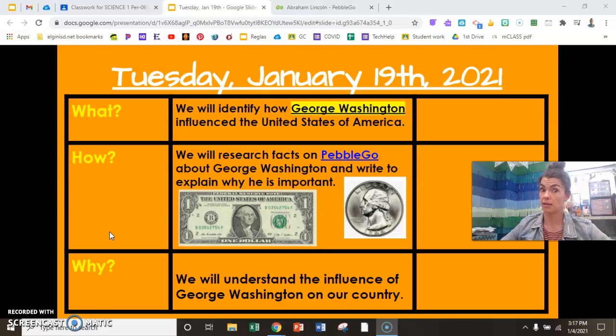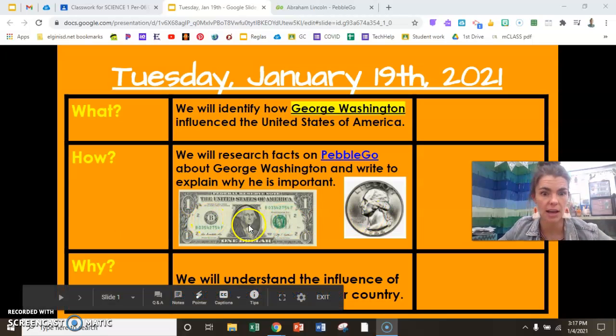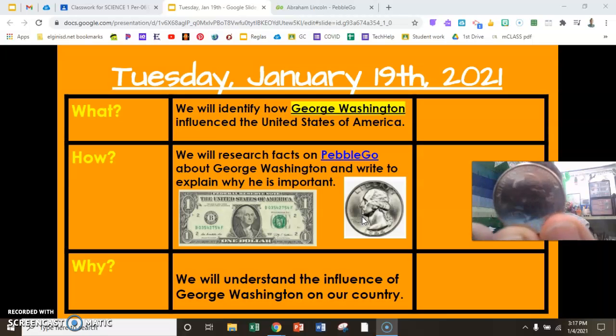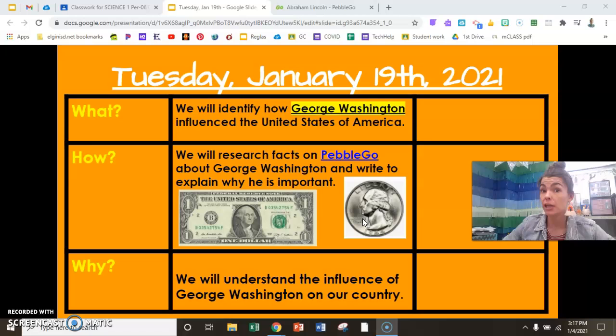He was a very important man. Check out these pictures I included on the slide. This is him on the dollar bill. Have you seen that man before? His face is also on the quarter. I found one. Check it out. There's George Washington. Have you seen him before? He must be very important to be on the money. I'm not on the money. He must have done something very special or very important for our country. Today, our job is to find out what did he do and why he is important.